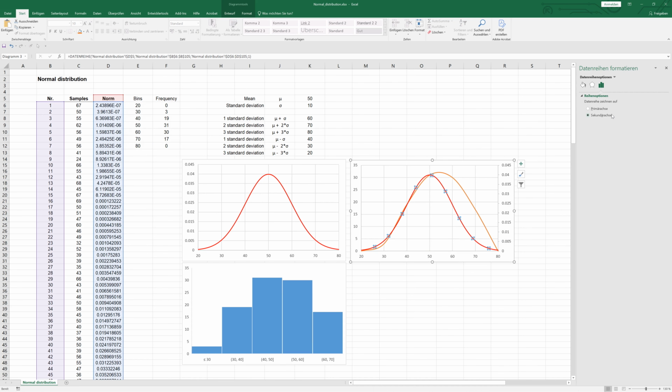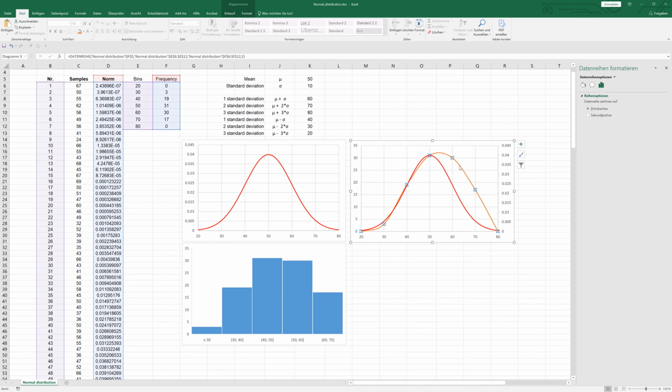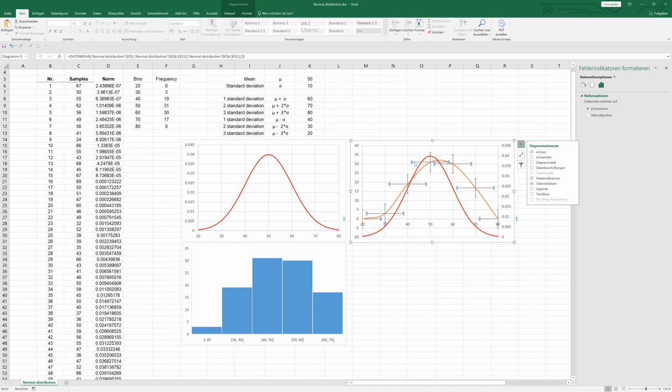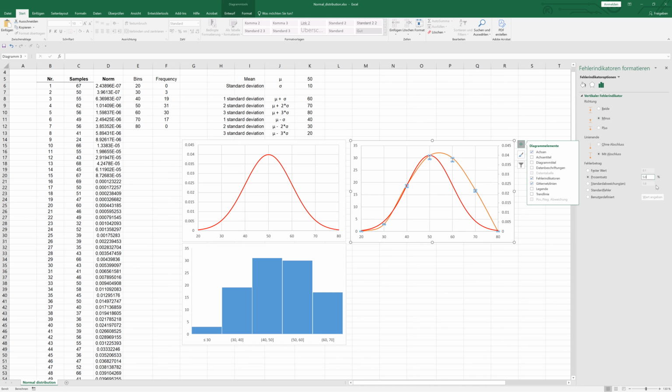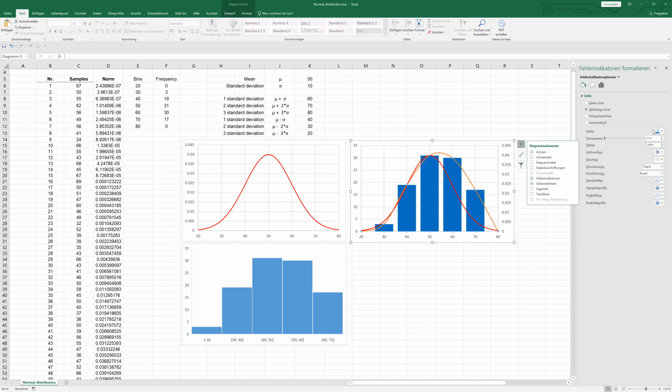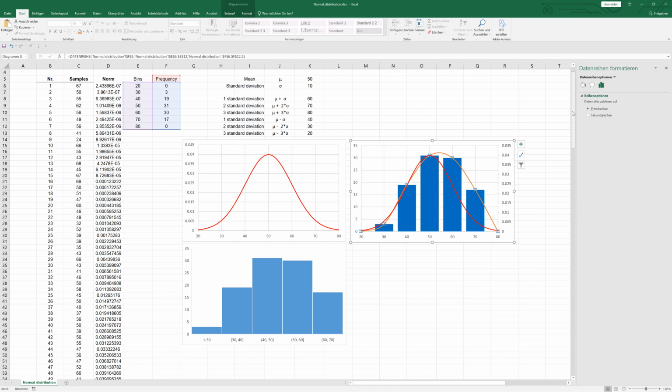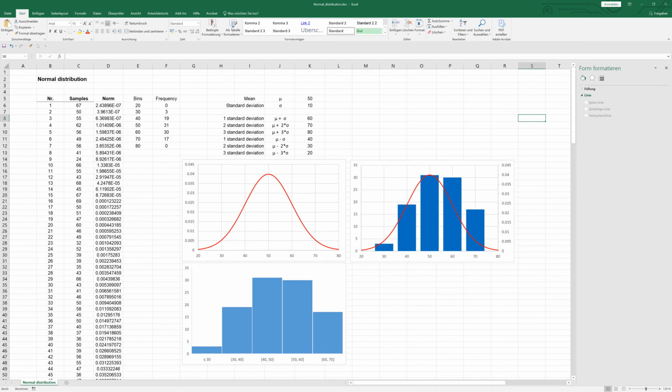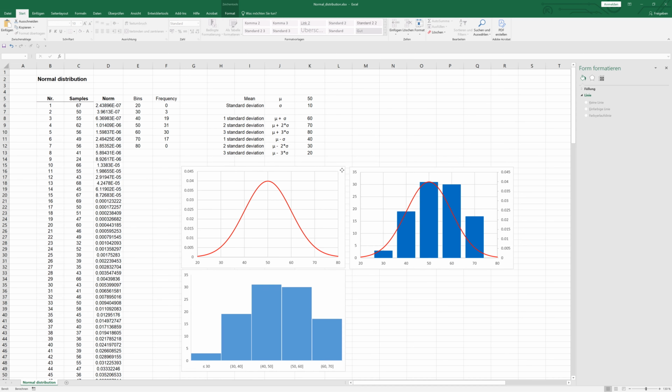Change the normal distribution line to the second axis. Next step, add error bars for the frequency line. Remove horizontal error bars and change direction for vertical error bars to minus 100%. Change the color of bars to blue and thickness to 14. After this, make the line invisible, so we have frequency bars and normal distribution in one diagram.